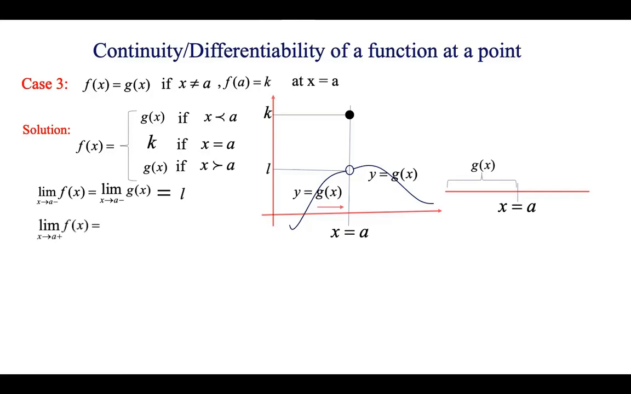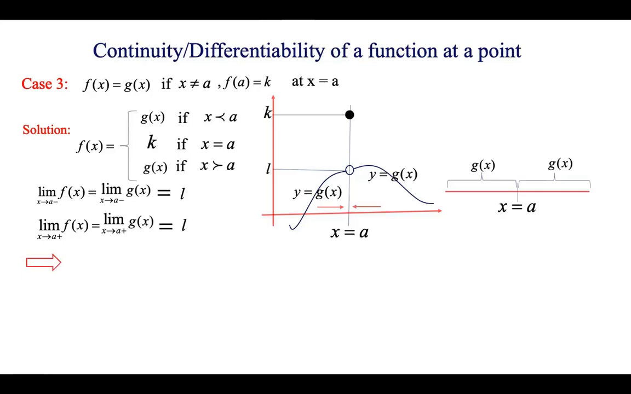And the limit of f of x as x tends to a plus, on the right side of a. So x is approaching a through the right side of a. Then on the right side of a, the function is given by g of x again. So that g of x formula is again L.